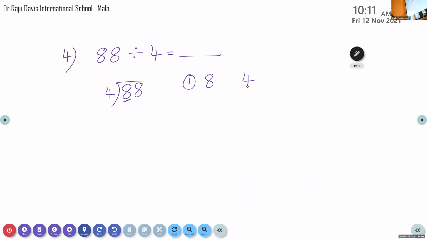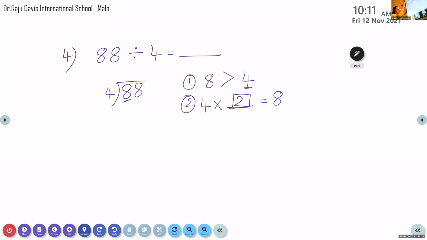What is the symbol to be written over there? Greater. 8 is greater than 4. That means no need of putting the 0. We have to solve there. Now the divisor 4 into dash is equal to 8. This is the second step. 4 into 2 is 8.